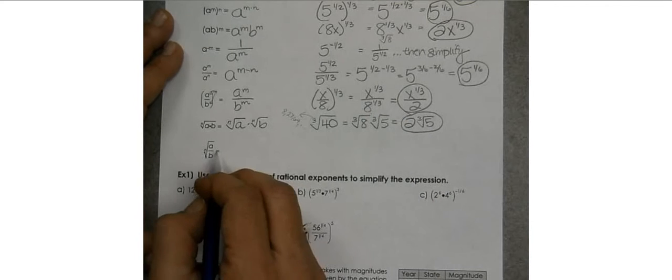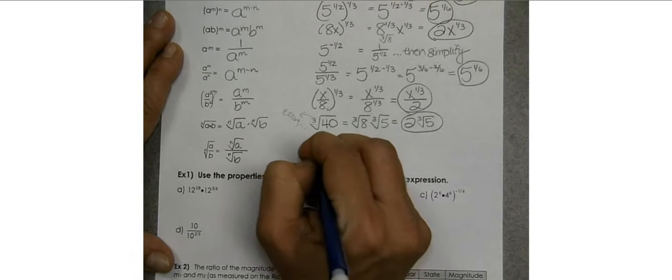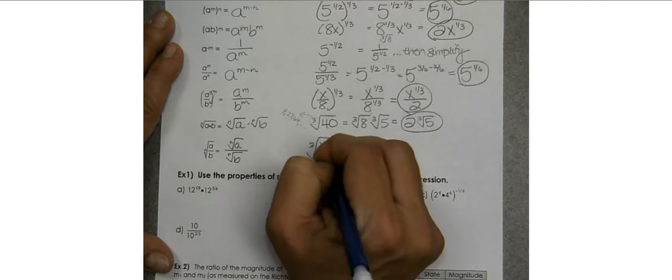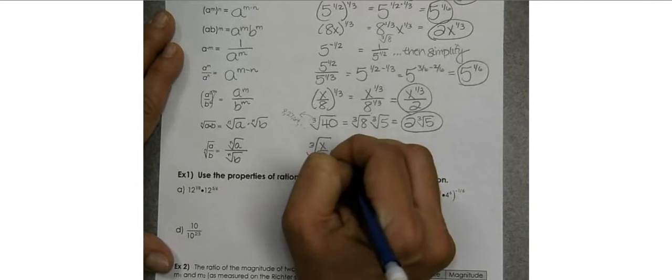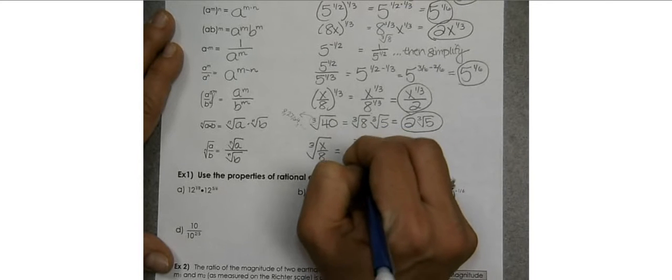Let's say we have the nth root of a over b. Again, we can just take the nth root of the numerator and the denominator. So if we had the cube root of x over 8, that would be like the cube root of x over the cube root of 8.